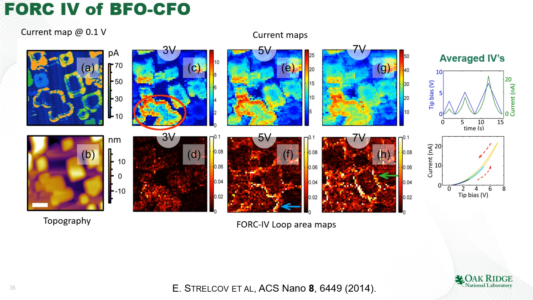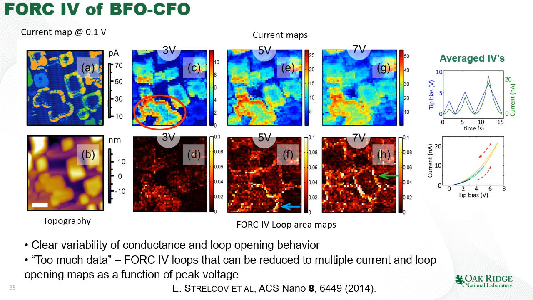And one thing that we instantly notice is that these data sets are very noisy. So if we look at the hysteresis, it's small. We kind of see that the hysteresis is enhanced around the boundaries between the tubules and the substrate, but the data set is noisy. The question is, what can we do? We clearly have a variability of conductance and loop opening, but we also have too much data. So we have a four-dimensional data set. How can we represent it?